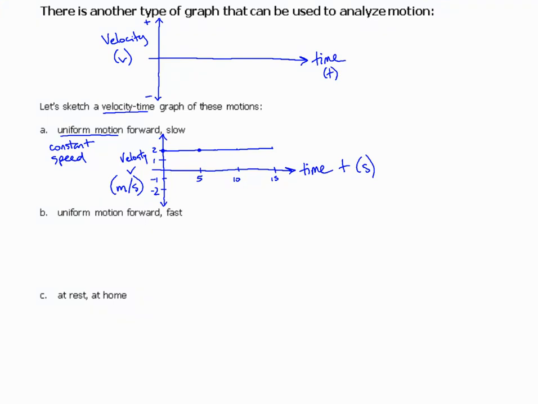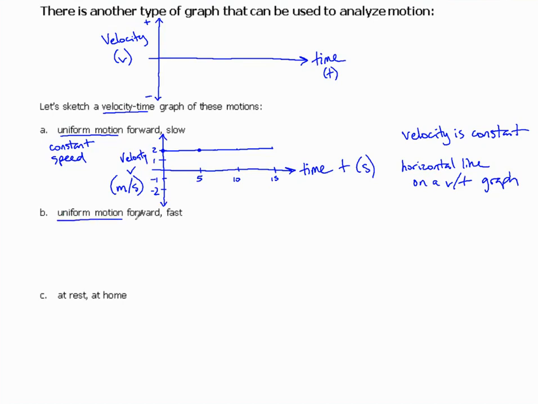And we have a horizontal line. So when you see something like velocity is constant, it is a horizontal line on a velocity time graph. Having done that one, let's look at the next one.